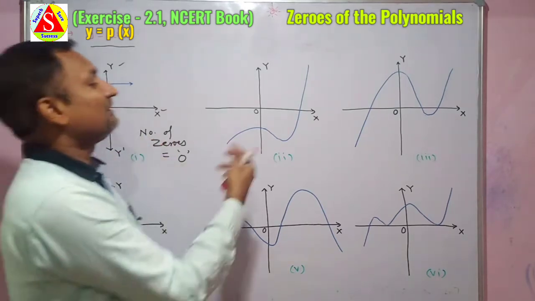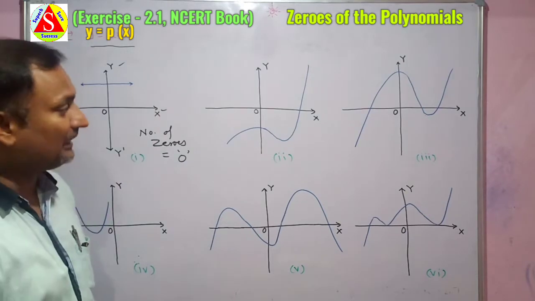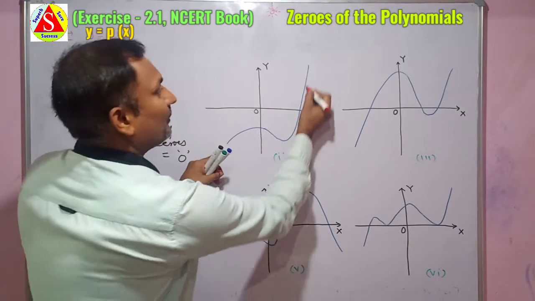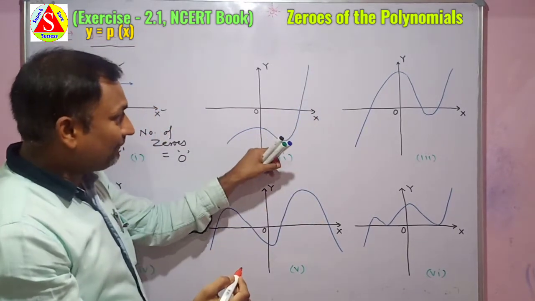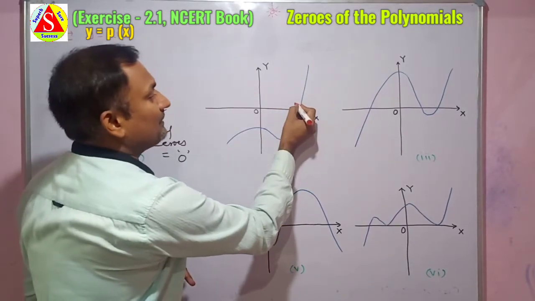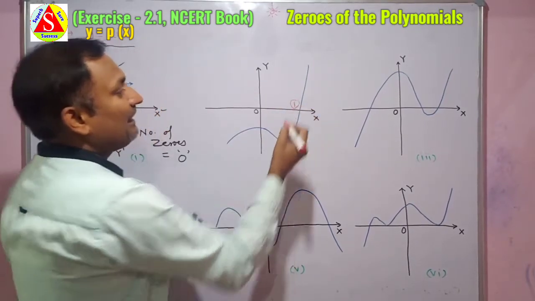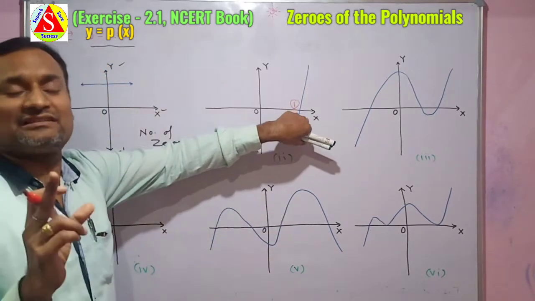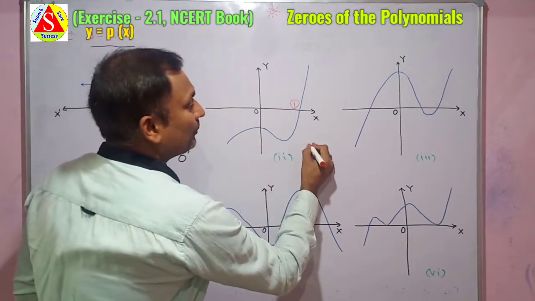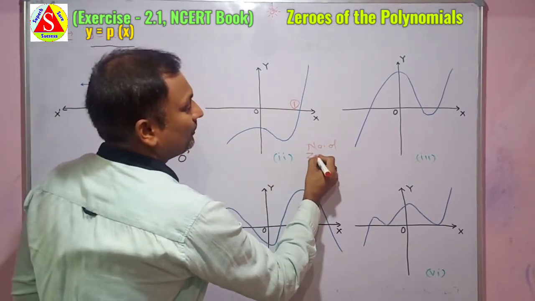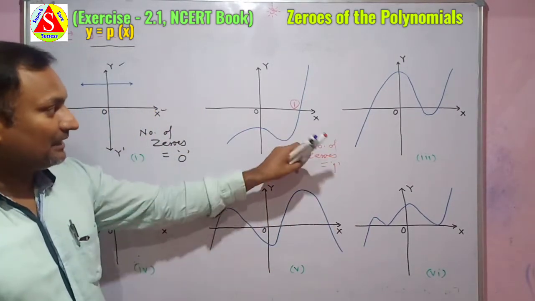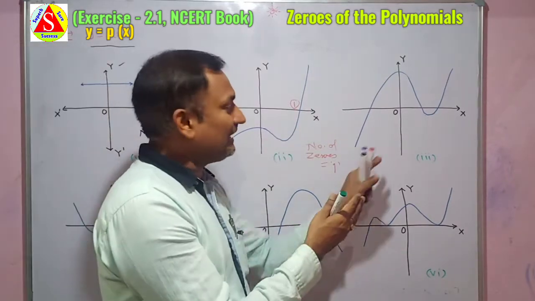Now let's see the second graph of the question. So here you can see this is our graph, and this graph intersects the x-axis only once. So this graph intersects the x-axis only once, or cuts it once. It means the number of zeros, here we will have 1. For this graph we will have the number of zeros as 1.